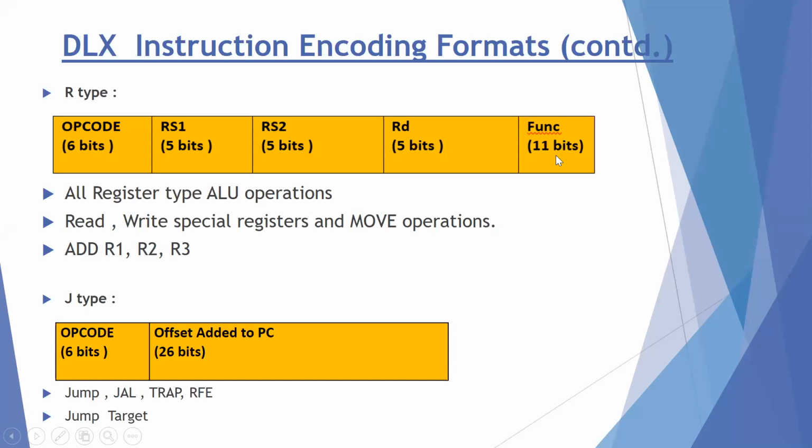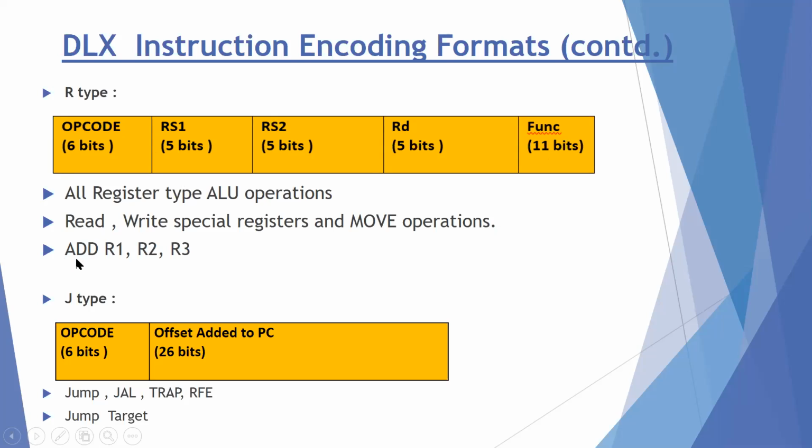Though you will not find, say, this is a machine encoding. We don't need to read it also. Just that we should know. As an engineer, we should be aware that there is a library into which certain combinations are stored. 2 raised to the power 6 combinations correspond to the opcodes, and 2 raised to the power 11 combinations are for functions, right? So the register type operations append to themselves some combinations of the function to identify the operation that the R-type instructions are going to carry out, right?